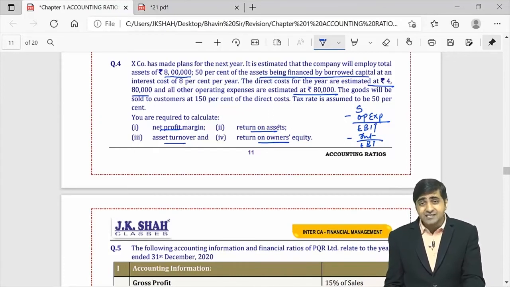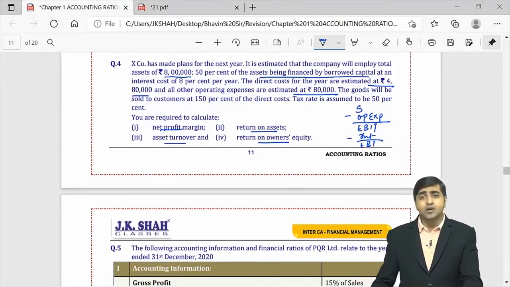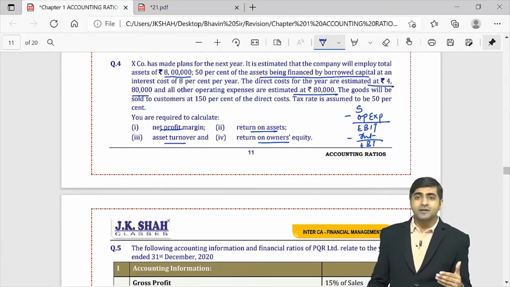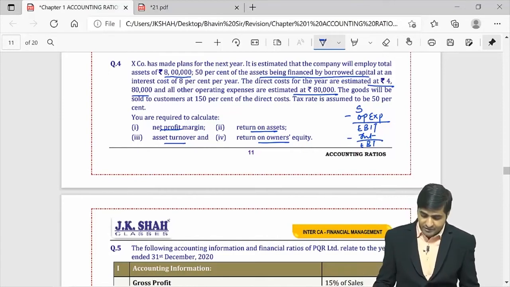Your return on assets, we can take NPAT upon total assets, or else we can also take EBIT post tax, into 1 minus tax, upon whatever is the total assets, into 100. Guys, your asset turnover ratio will be sales upon total assets, and your return on owner's equity or equity shareholders' funds will be nothing but net profit for equity shareholders, divided by equity shareholders' funds, into 100.